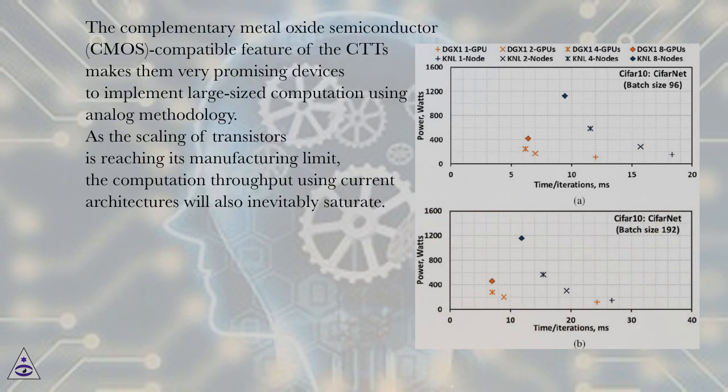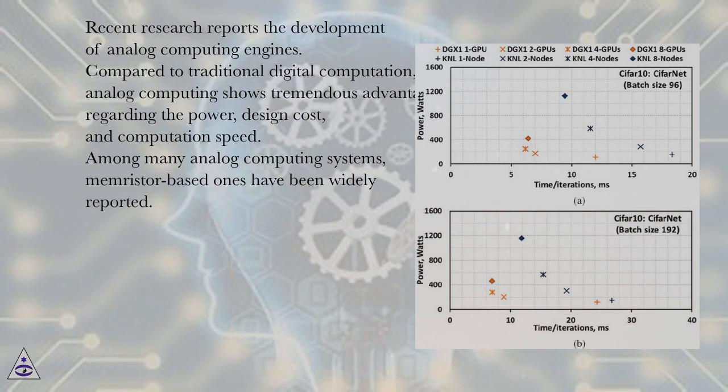The complementary metal oxide semiconductor, CMOS, compatible feature of the CTTs makes them very promising devices to implement large-size computation using analog methodology. As the scaling of transistors is reaching its manufacturing limit, the computation throughput using current architectures will also inevitably saturate. Recent research reports the development of analog computing engines. Compared to traditional digital computation, analog computing shows tremendous advantages regarding power, design cost, and computation speed.